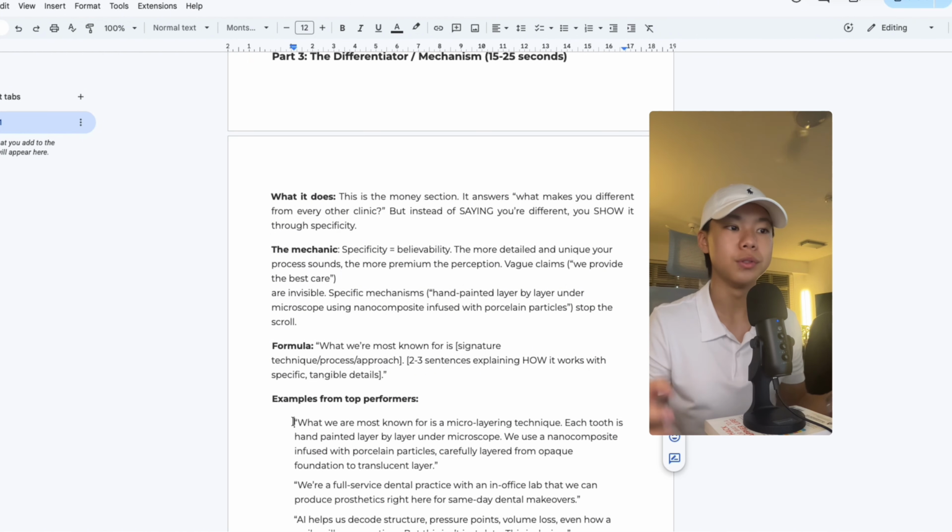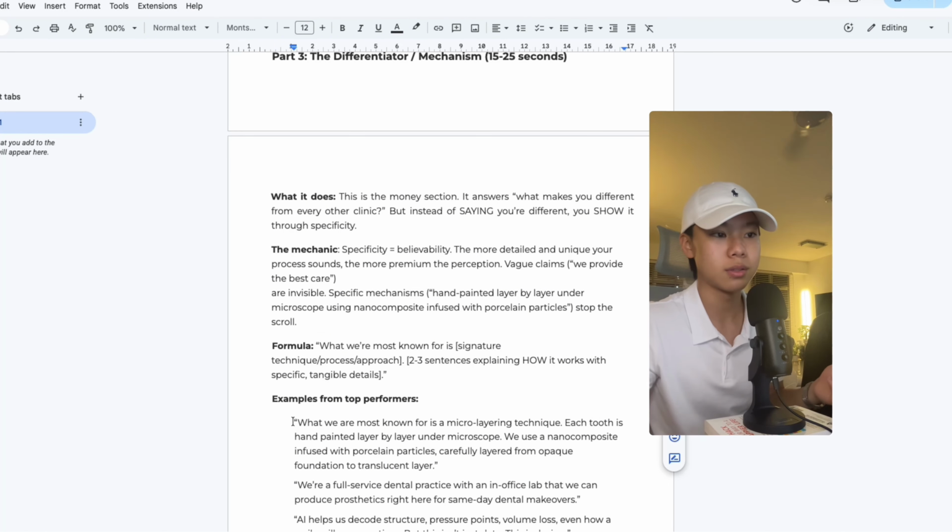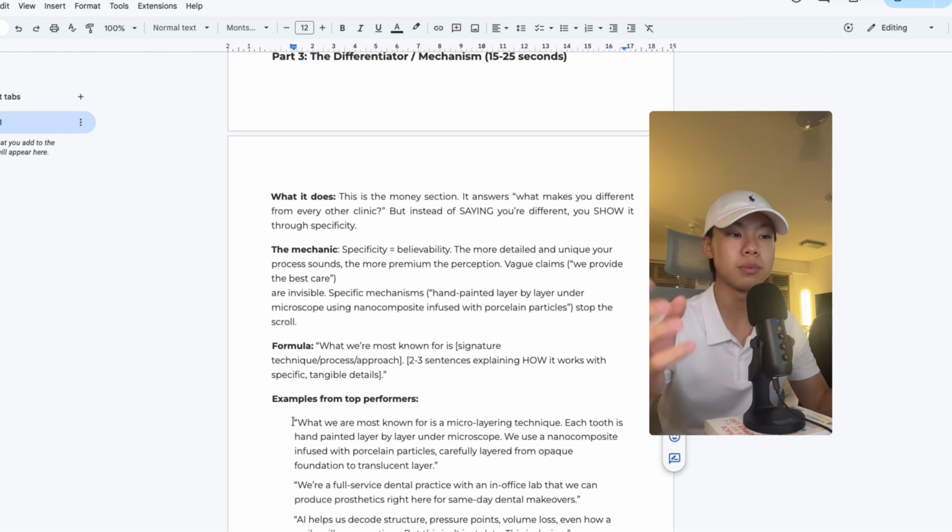What we're most known for is our micro layering technique. Each tooth is hand painted layer by layer under microscope, and we use nanocomposite infused with porcelain particles carefully layered from opaque foundation to translucent layers. I know that's a lot of information, but that's what builds the premium perception that people have of your product or your process.